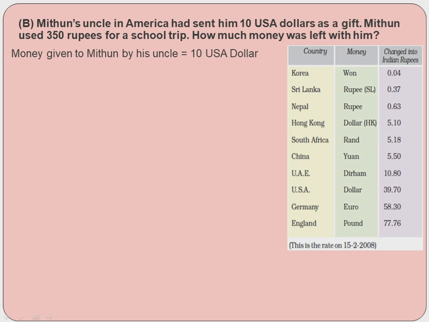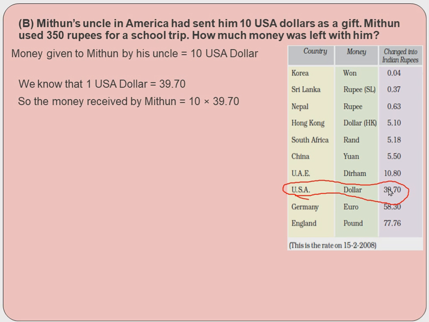Now, the money given to Mithun by his uncle is 10 USA dollars. How much is 1 USA dollar? Come on, see the table and say. 1 USA dollar is equal to 39 rupees 70 paisa, that is 39.70. Now, how many dollars did he send? $10. So, if you exchange $10, what Indian amount will you get?